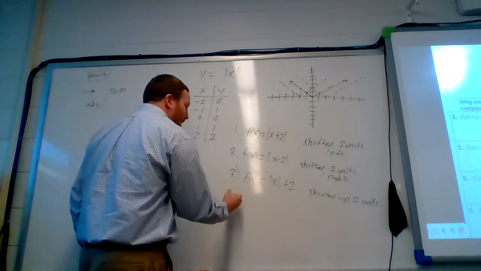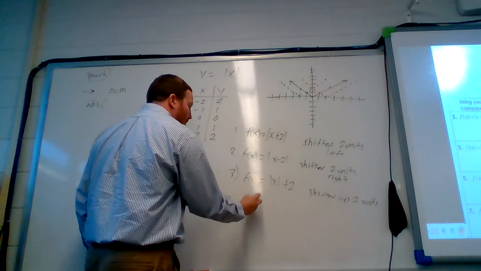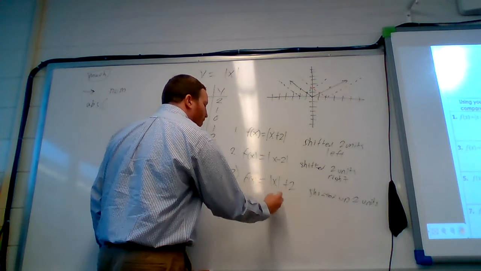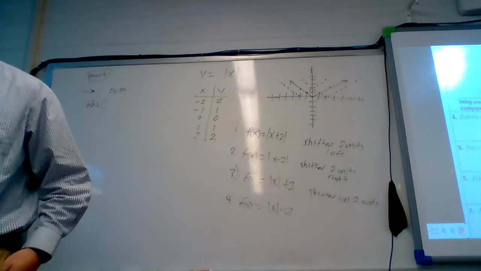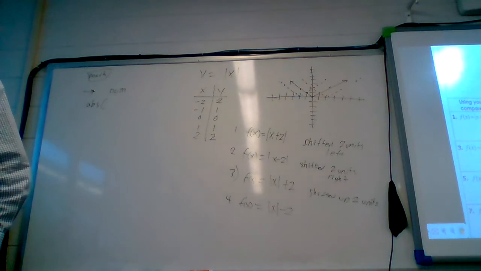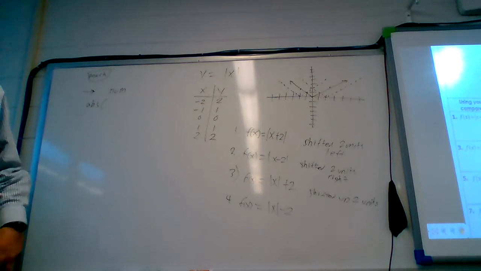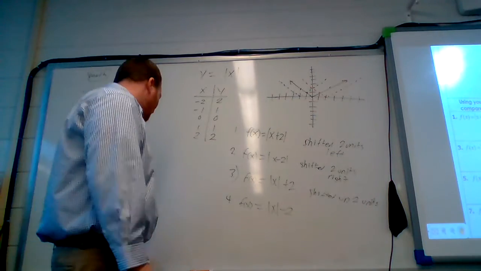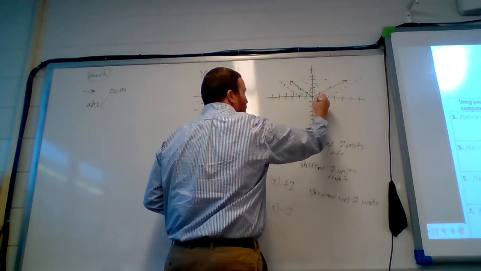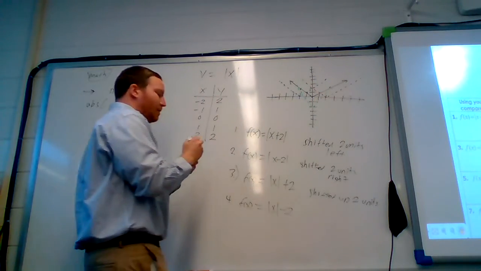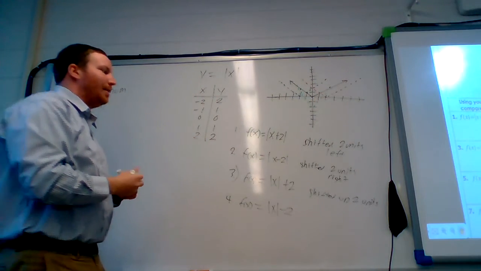So what do we think is going to happen when we subtract 2 on the outside? We're going to go down. Okay, so again, we can check. The absolute value of x, minus 2. We graph that. It's exactly right. When we subtract by 2, we've now shifted our absolute value sign down 2 units.